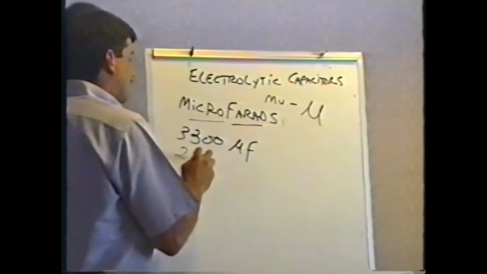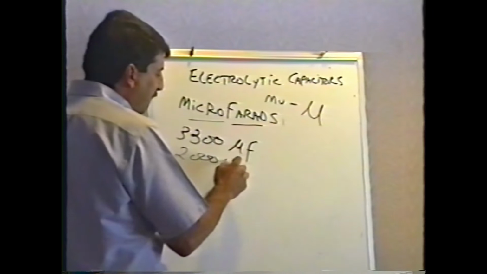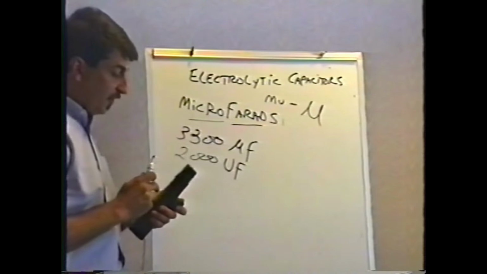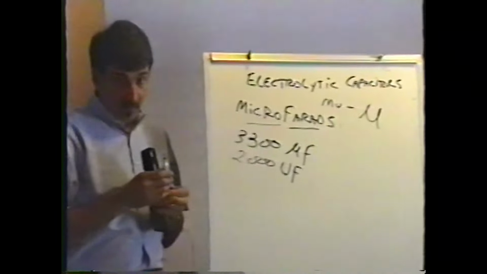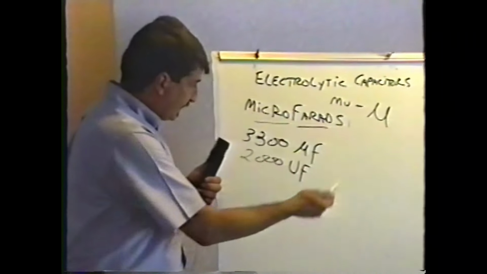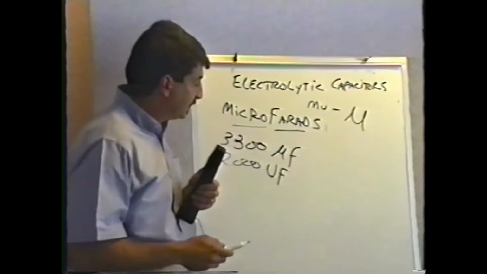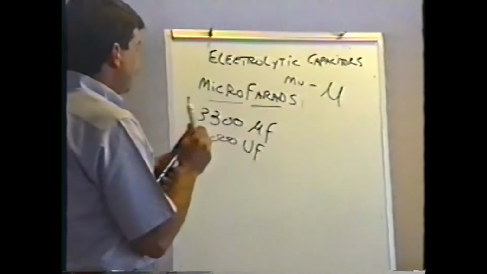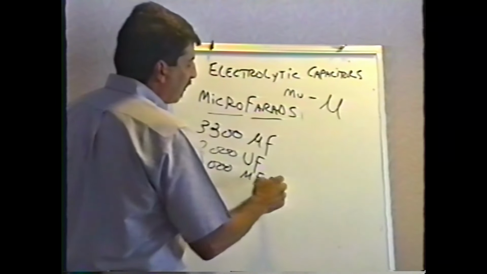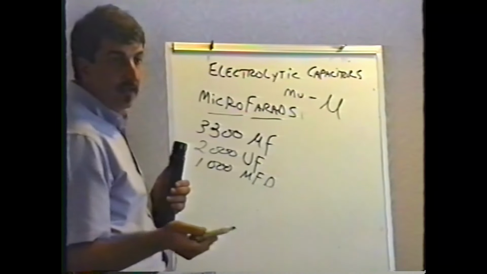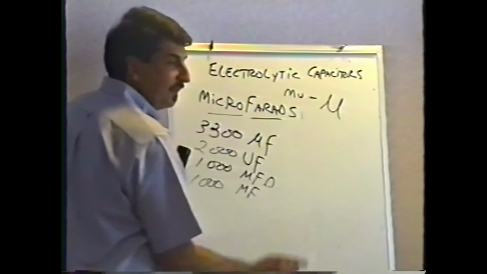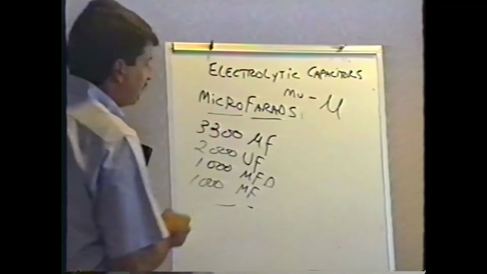You might have a capacitor that's 2,000 microfarads. It might be abbreviated UF. Because the Greek letter mu looks so much like our letter U, you might see the term microfarads abbreviated UF. So if you've ever wondered what a UF is, it's a microfarad. You might also see it abbreviated as a 1,000 MFD, microfarad. These things all mean the same thing. You could have a capacitor that might just say MF, and that doesn't mean mofo, that means microfarads.